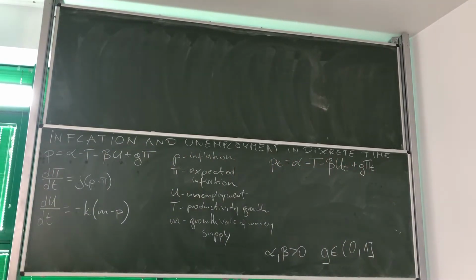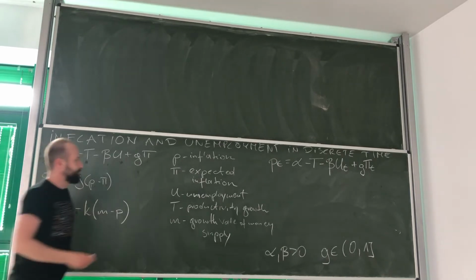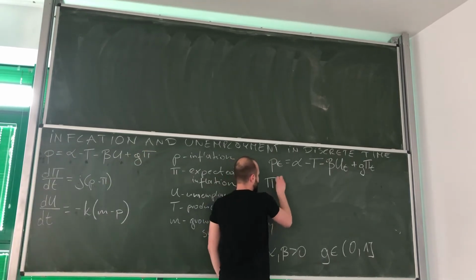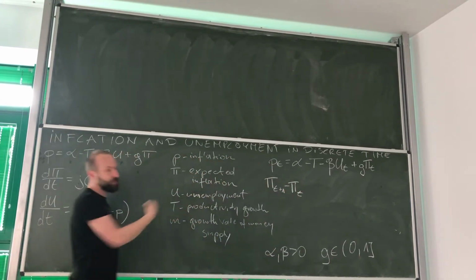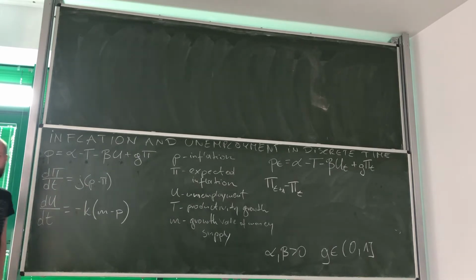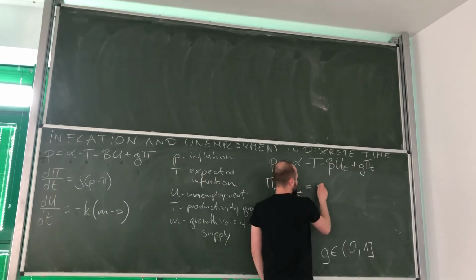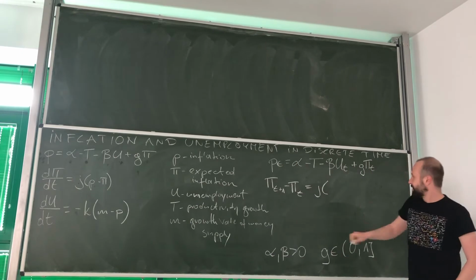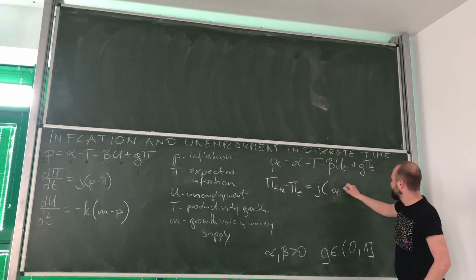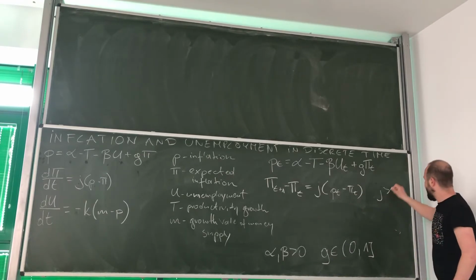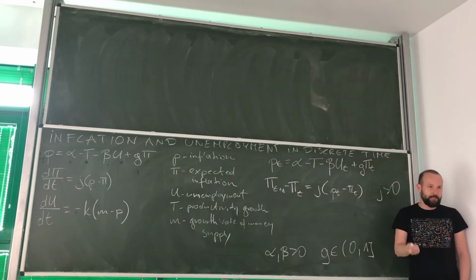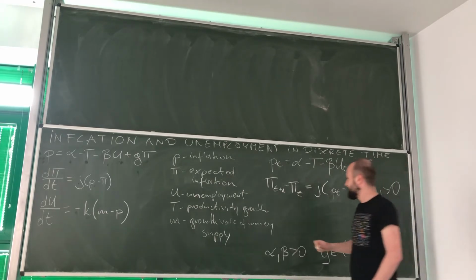Okay, now the derivative that we see over here we need to replace with a difference. So we will have simply pi t plus 1 minus pi t. So this is going to be the change in expected inflation, right? So this is equal to j times, and now we replace p with pt and pi with pi t. Here, of course, you remember that j is a positive coefficient.